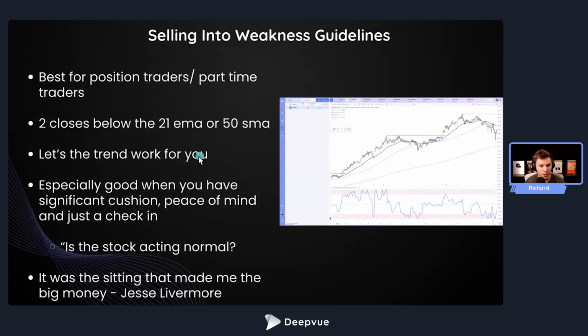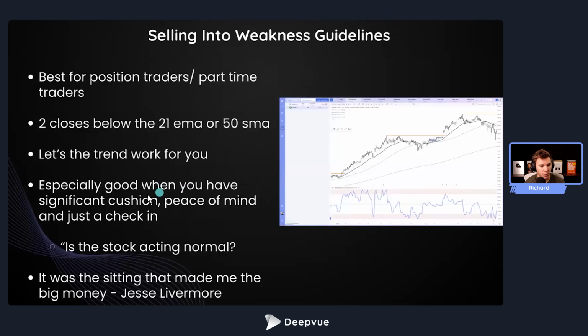Guidelines: this lets the trend work for you. Again, you're just sitting with the stock and letting it do its thing. If it works, great. If it reverses down, it's a very clear signal to get out. And clarity is really, really helpful in trading.